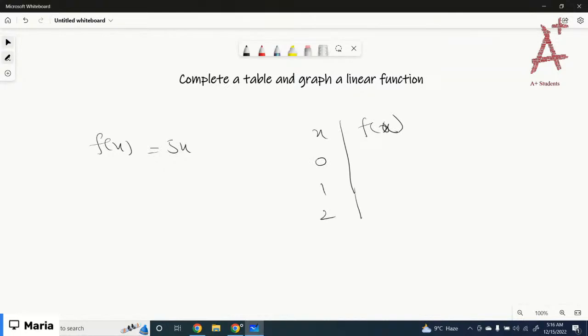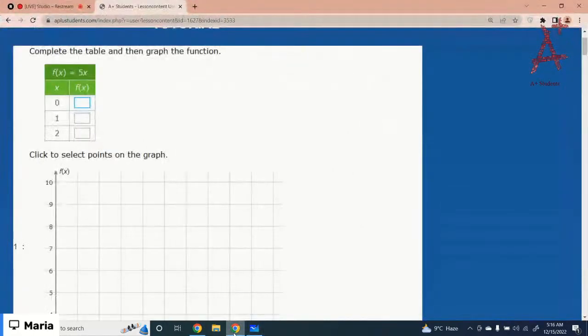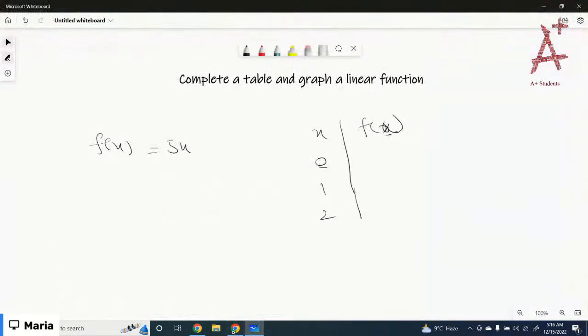You have to find the value of the function at x equal to 0, 1, and 2. Okay, f of 0 because x is 0. That means you have to replace all the x with a 0. So it would be 5 times 0. 5 times 0 is 0. That means when x is 0, f of x is 0.